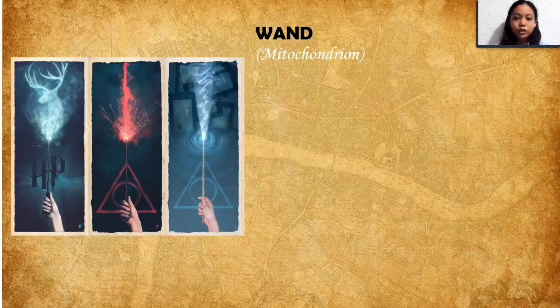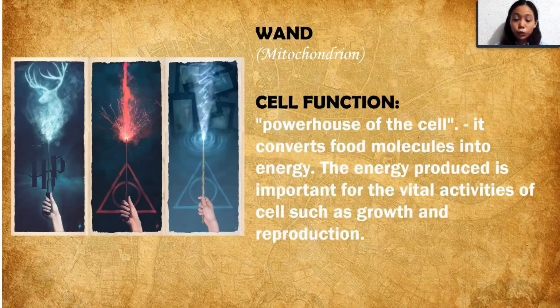Next will be the mitochondrion as the wand. Mitochondrion is known as the powerhouse of the cell. It converts food molecules into energy. The energy produced is important for the vital activities of cell such as growth and reproduction.